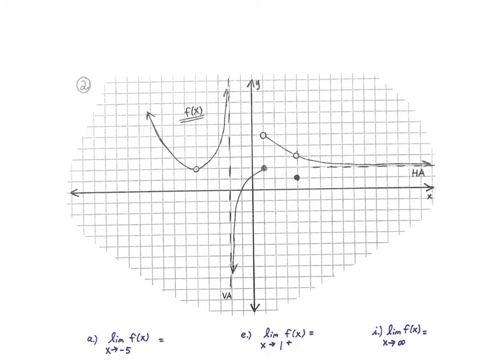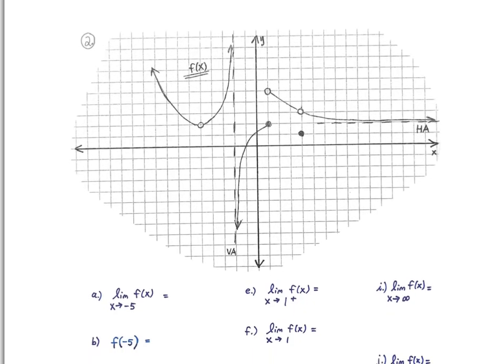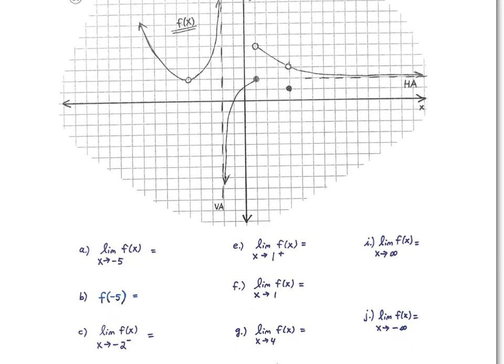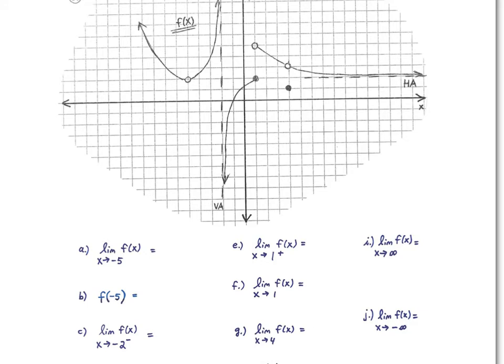Okay, we have another function here. It's a more complicated looking function. We have some vertical asymptotes built into it. Well, we have one vertical asymptote and one horizontal asymptote, I should say. And we have some questions here that go with this function.